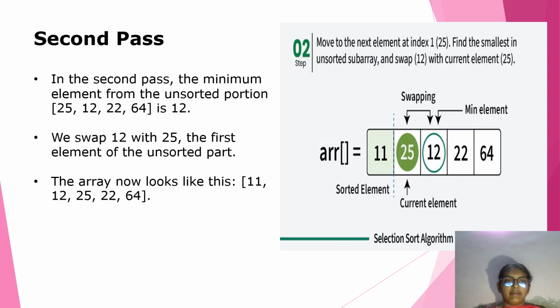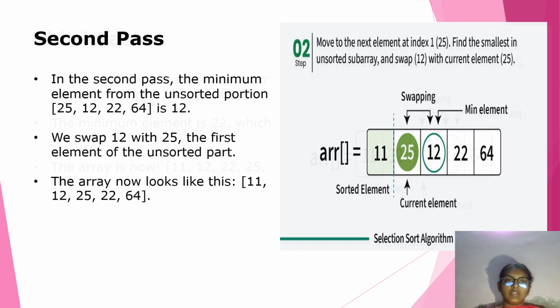Next, the second pass. In the second pass, the minimum element from the unsorted portion is 12. 11 is sorted, so we check the rest of the array, which is unsorted. The minimum element in the unsorted array is 12. So we swap 12 with 25, the first element of the unsorted part. And finally the array looks like 11, 12, 25, 22, 64. 11 and 12 are sorted.